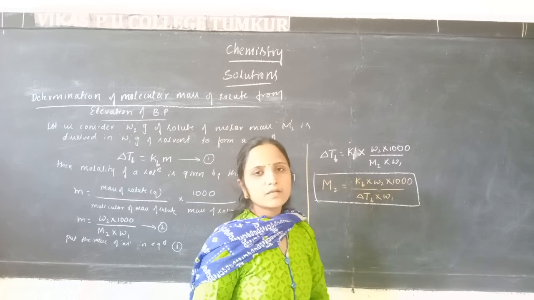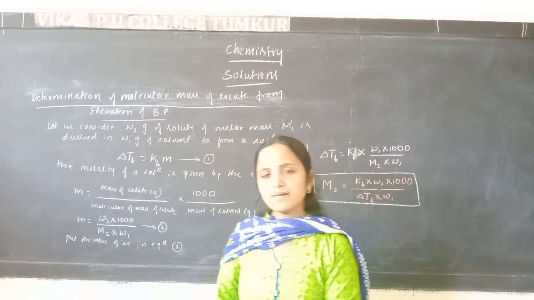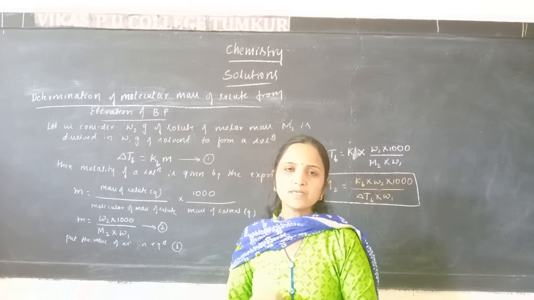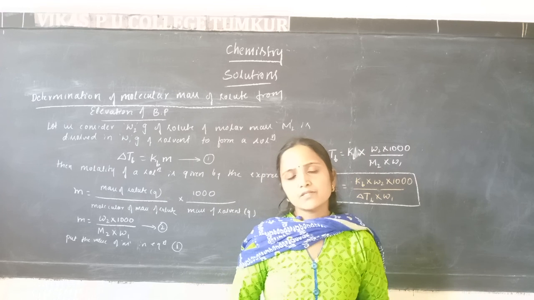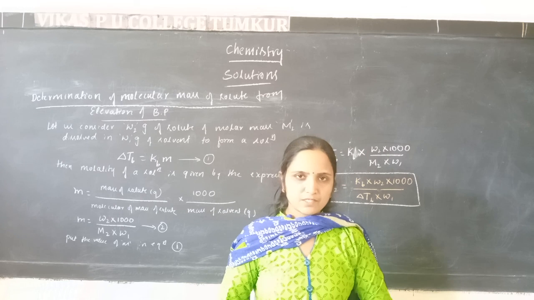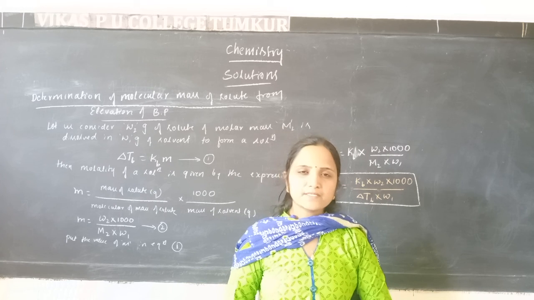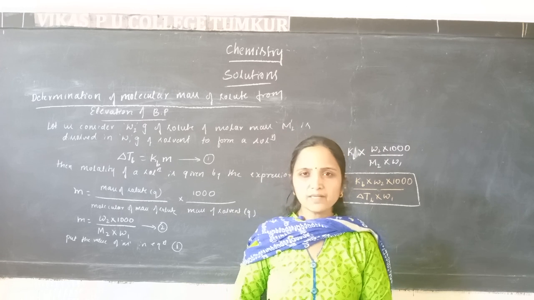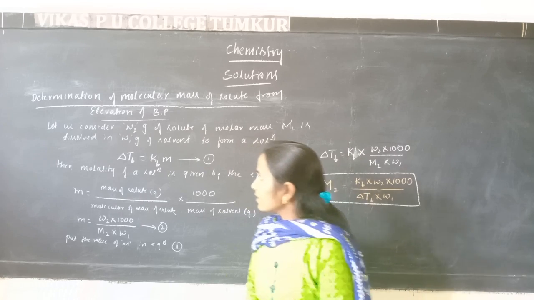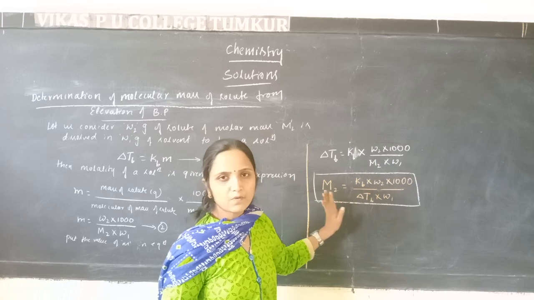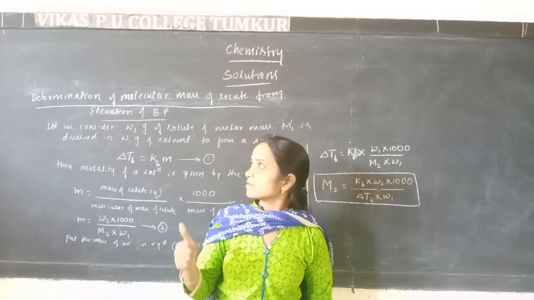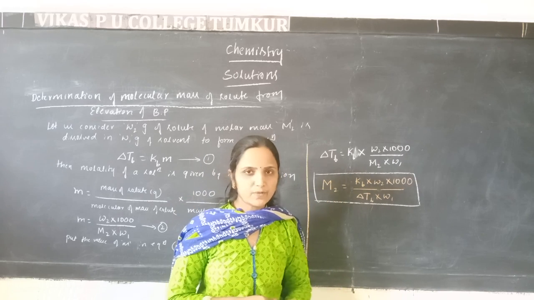Now you should remember what is meant by elevation of boiling point. The increase of the boiling point by the addition of a non-volatile solute to a volatile solvent, that we call the elevation of boiling point. This is the formula used to calculate the molar mass of the solute on the basis of the elevation of boiling point.